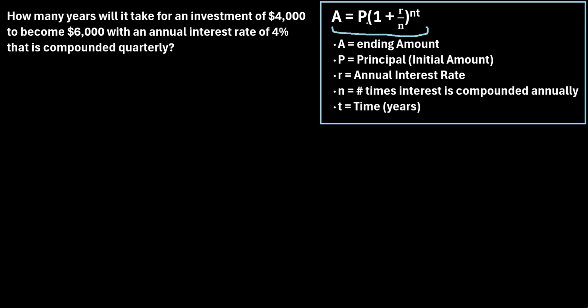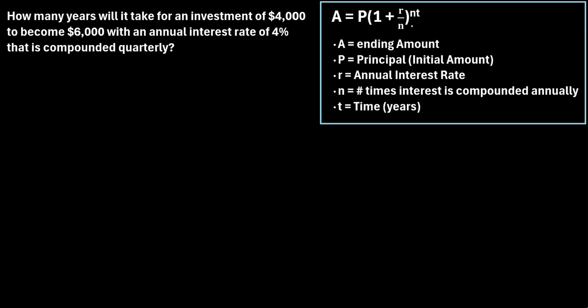A is equal to P times (1 plus R over N) to the power of N times T, where A is the ending amount, P is the principal or the initial amount that you invest, R is the annual interest rate, N is the number of times that the interest is compounded annually, and T is the time or the years. So let's go ahead and plug in all the values that we know and we'll solve for T in this particular formula.